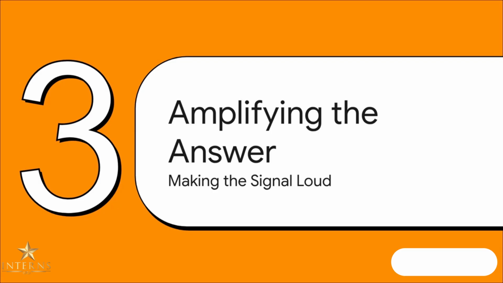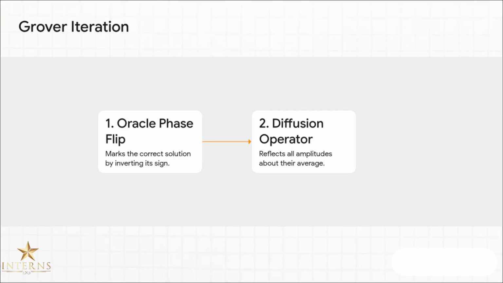Okay, so the Oracle has secretly flagged our answer. Now we get to the real heart of the algorithm. This is where the magic kicks into high gear. We have to take that tiny, secret signal and crank up the volume until it's impossible to miss. This whole process is like a two-step dance. We do it over and over. Step 1, the Oracle flips the sign. Step 2, another cool process called the diffusion operator comes in and uses some clever math to boost that one item that just got flipped.